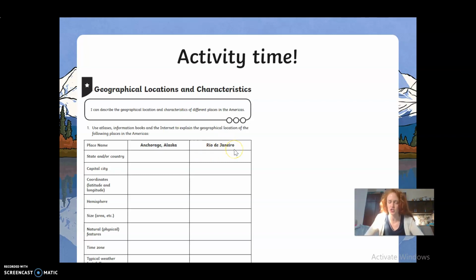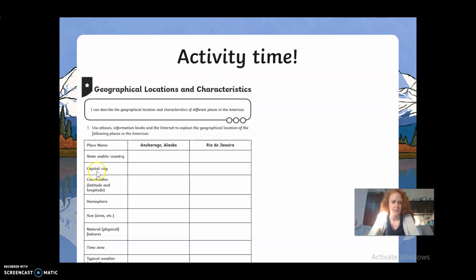And then we have Rio de Janeiro. Okay. All right. First piece of information, state and or country. So basically, we know that Anchorage is in the state of Alaska. So for the state, I would write Alaska. And Alaska is in the USA. So you will have to write Alaska/USA. Then Rio de Janeiro, no need to look for the state, you will need to look for the country Rio is in. I think many of you already know, especially football fans would probably know what country Rio de Janeiro is in, but I'll leave that to you.